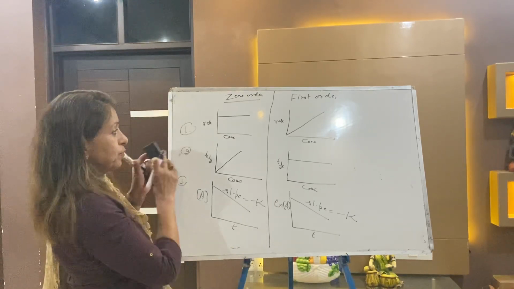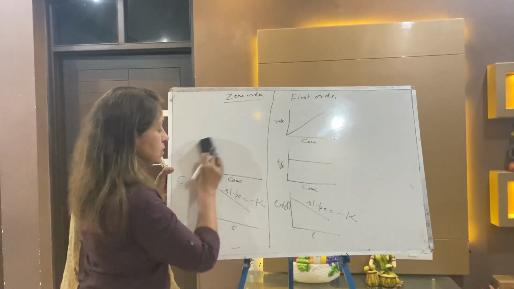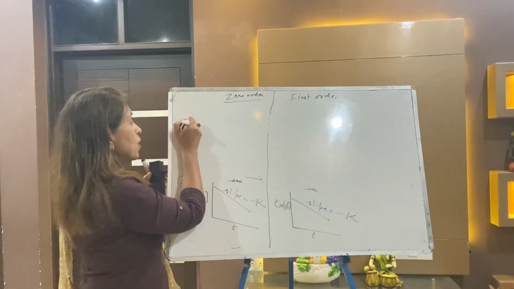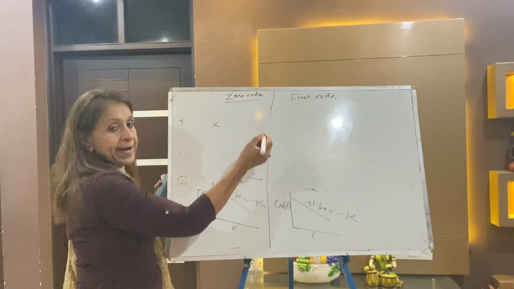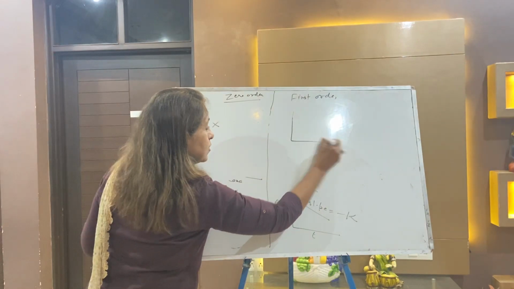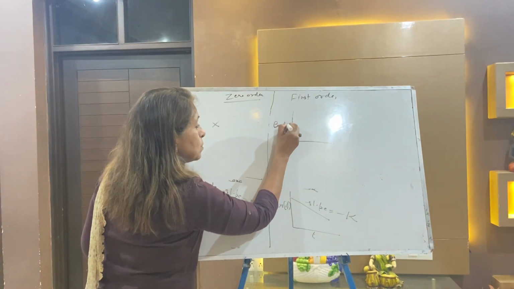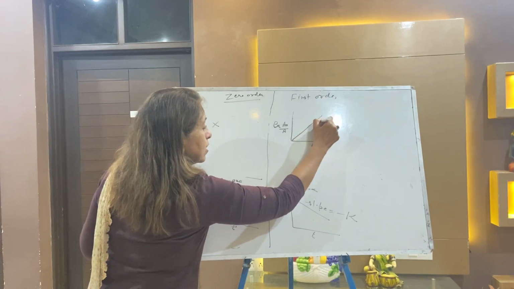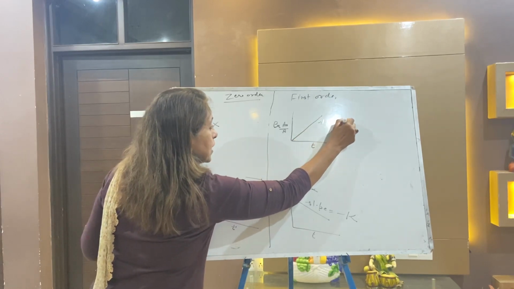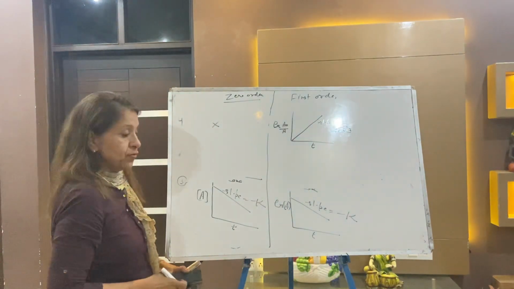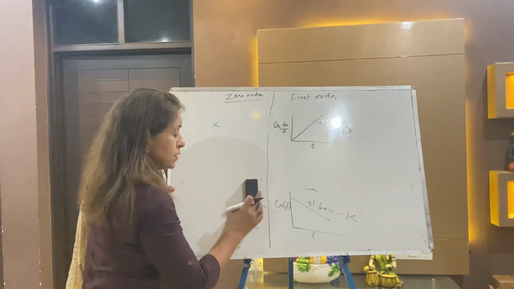Number 4. In this term there is no graph; there is one extra graph on this side. Fourth, if you plot a graph of log A0 by A versus time, then the graph is a straight line and the slope is equal to k by 2.303, one extra graph. After that, write down the formulas. 5.